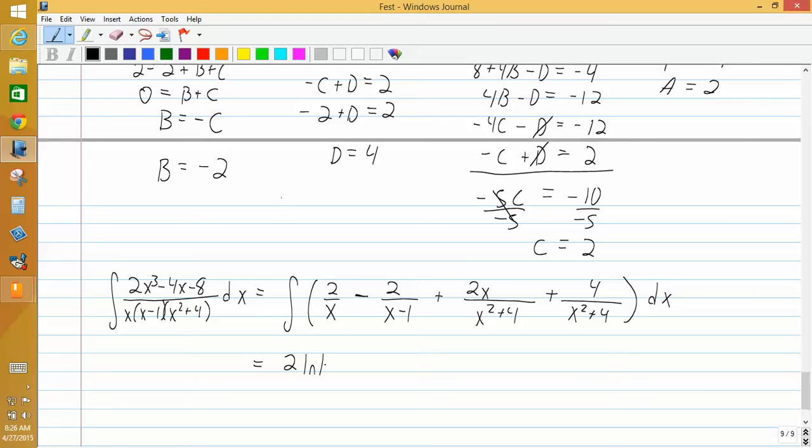That's 2 times the natural log of the absolute value of x minus 2 times the natural log absolute value of x minus 1 plus natural log of x squared plus 4. You can drop the absolute value bars since you have that x squared term in there, and that can't be negative. Now, with this last integral here, remember it's 1 over a, so what is a? A is 2. I have a 4 up top. So it's going to be 4 times 1 half, or 2, arctangent u over a. So what is u? That's right, just x over 2 plus C.